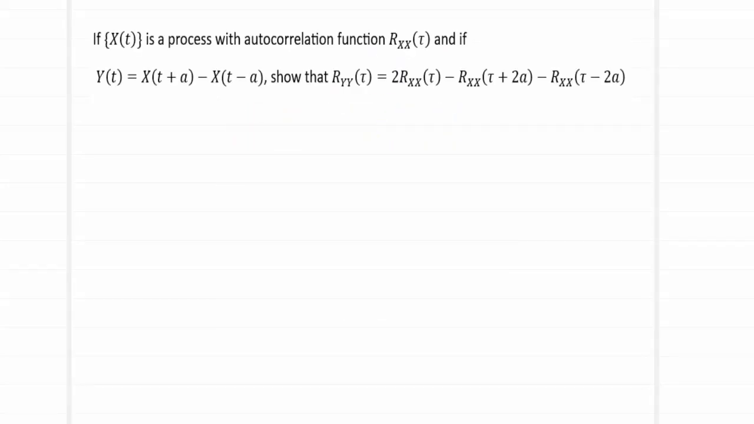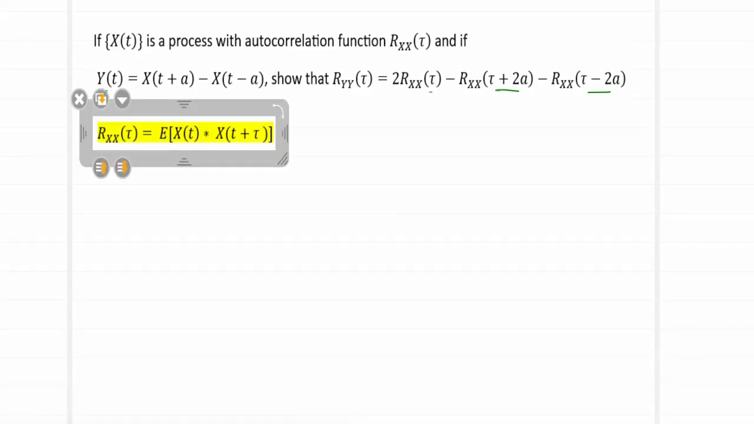We have x of t to be a process with autocorrelation function Rxx of tau. We have the variable y of t defined as x of t plus a minus x of t minus a. We'll have to show that the autocorrelation of the variable y can be expressed as 2 times autocorrelation of x with time difference tau, minus Rxx of tau plus 2a, minus Rxx of tau minus 2a. So we will begin with the formula for autocorrelation.